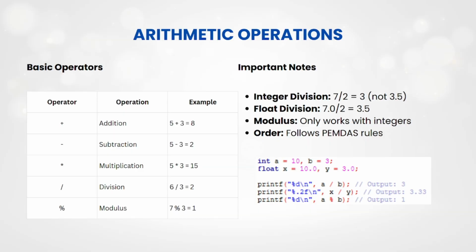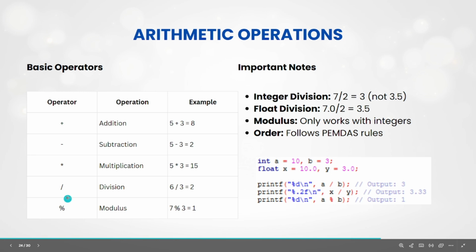Now, let's cover arithmetic operations in C. The basic operators are plus, which is addition, for example 5 plus 3 is equal to 8. Minus is subtraction, 5 minus 3 is equal to 2. Multiplication, 5 multiplied by 3 is equal to 15. Division, 6 divided by 3 equals 2. And we have the modulo operator, also called modulus. So 7 modulo 3 is equal to 1.